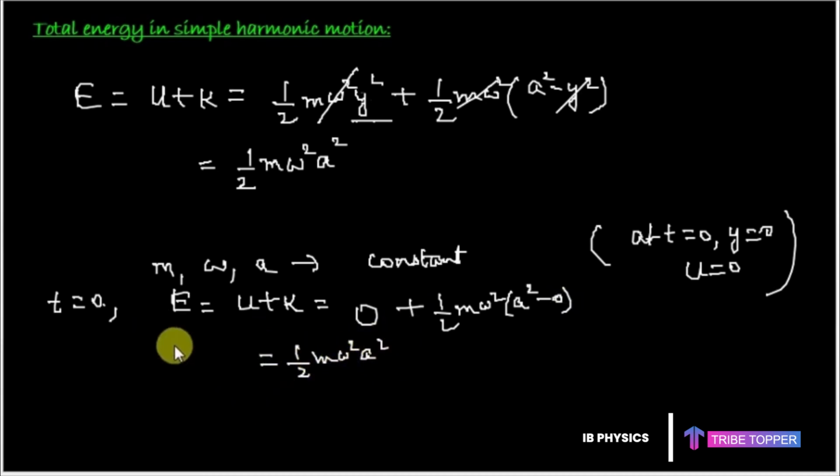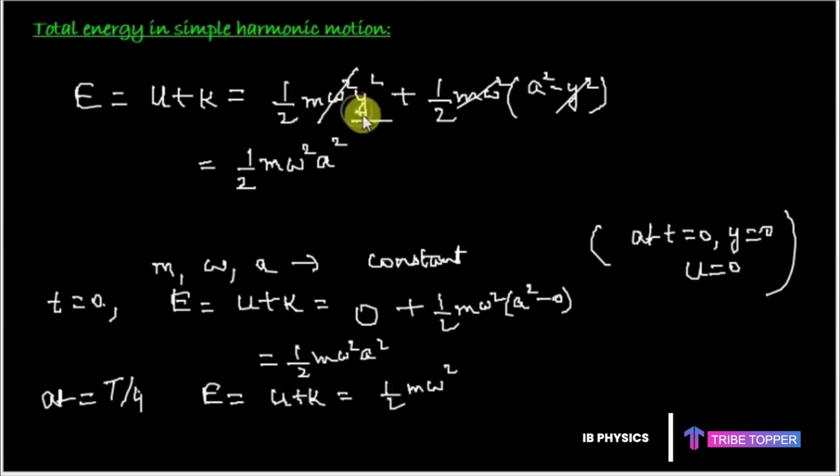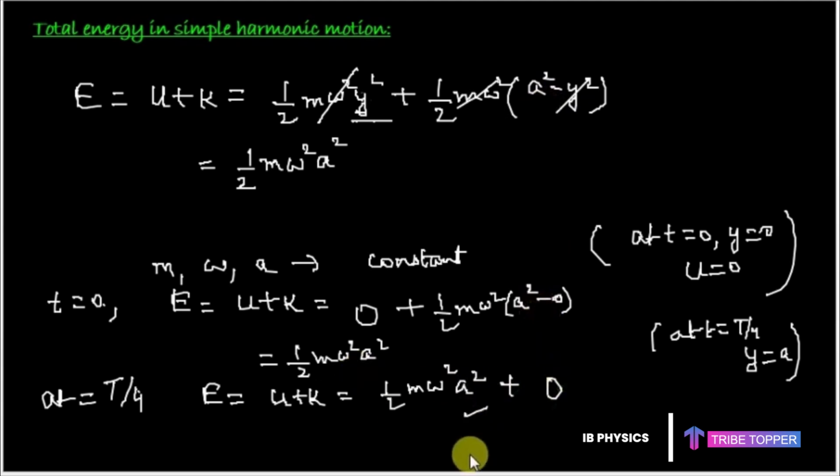If we talk of, say, the particle at t by 4, at that time the displacement is equal to the amplitude. So at t by 4, that means 1/4 of the complete cycle, your energy would be U plus K again, but this time it would be half m omega square. In place of y, I would put a, because at t equal to t by 4, my y is equal to the complete displacement, the maximum displacement, the amplitude. So this will be a square, and this bracket will become a square minus a square, which is 0. So again it is half m omega square a square.